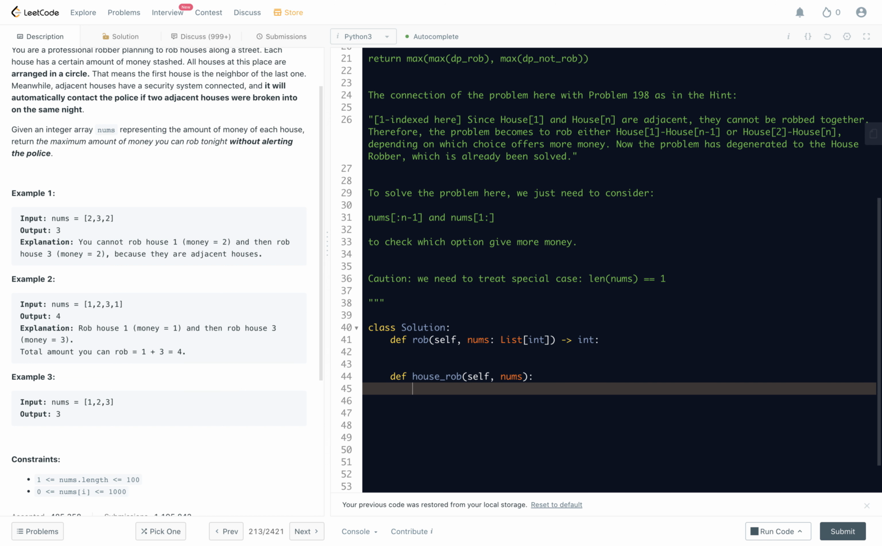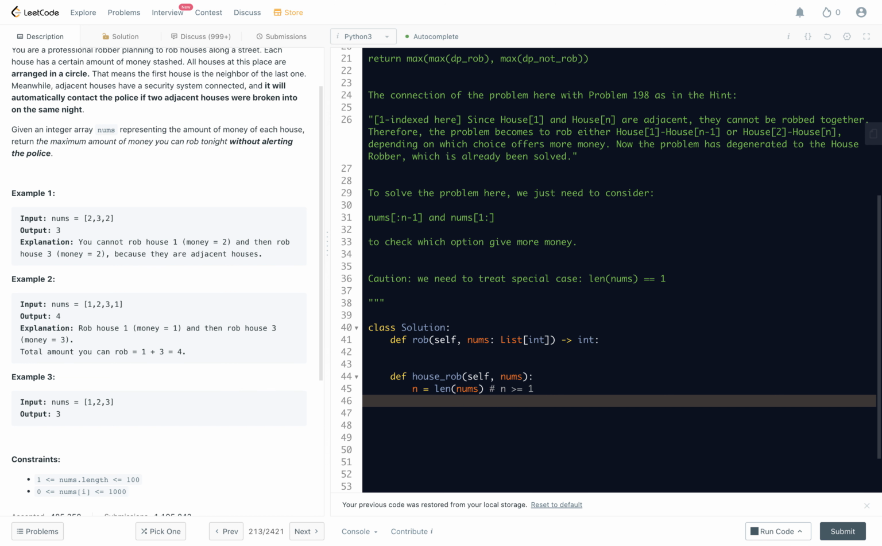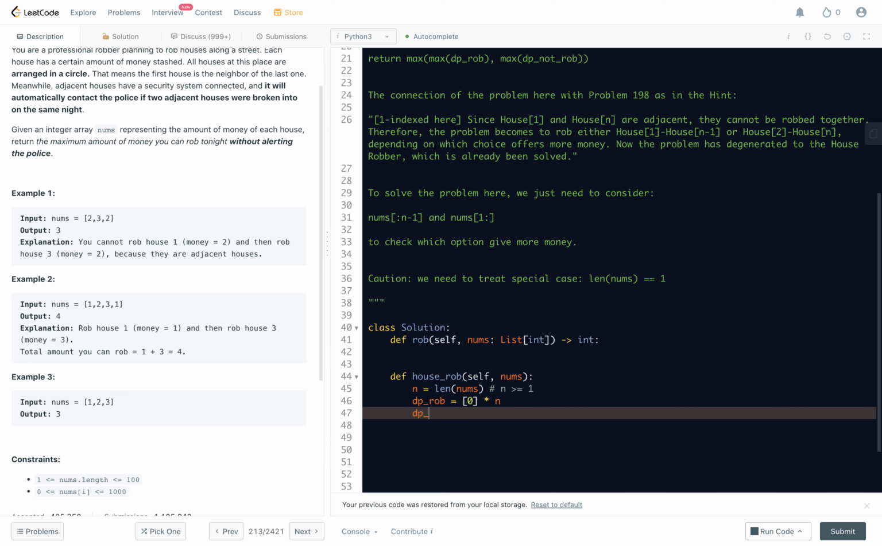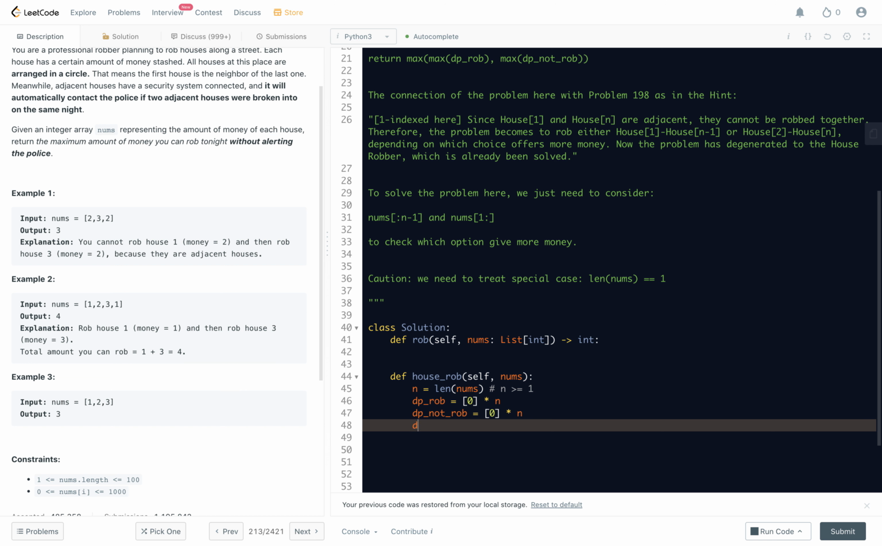Now let's go over it. First, we are going to initialize a length. Notice that by our assumption, this is greater than or equal to 1. And then first I will write a verbose DP. So for this, I'm going to write dp rob, that's going to be 0 times n, and dp not rob, that's going to be 0 times n.